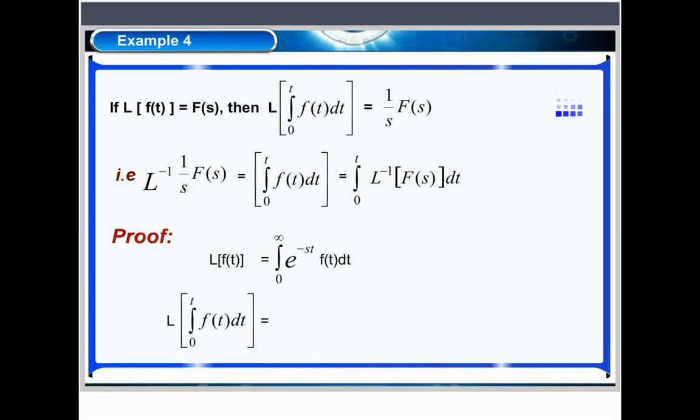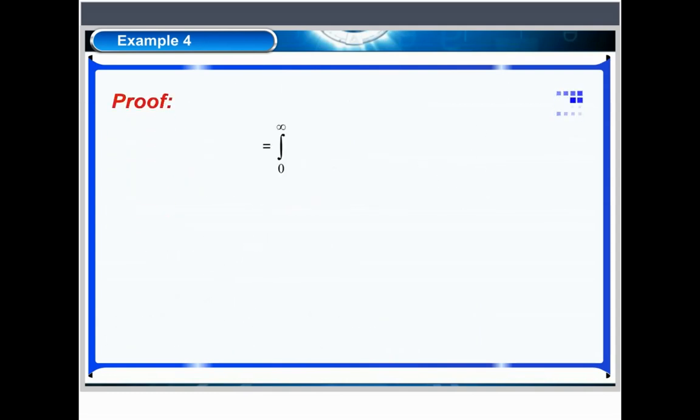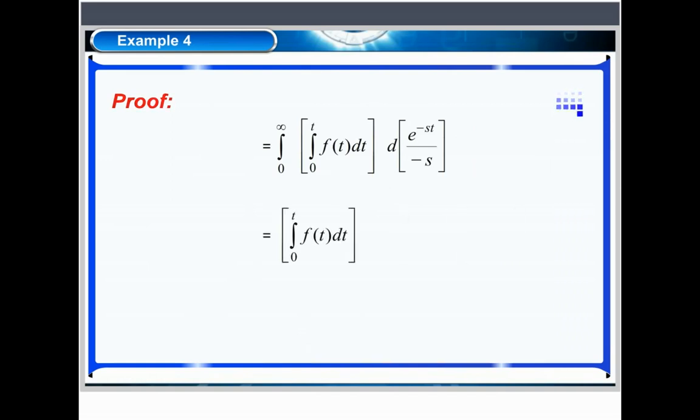L of integral 0 to t f(t) dt equals integral 0 to infinity e^(-st) into integral 0 to t f(t) dt, equal to integral 0 to infinity of the integral 0 to t f(t) dt into d of e^(-st) divided by -s, equal to integral 0 to t f(t) dt into e^(-st) divided by -s with limits 0 to infinity, minus integral 0 to infinity e^(-st) divided by -s into f(t) dt.